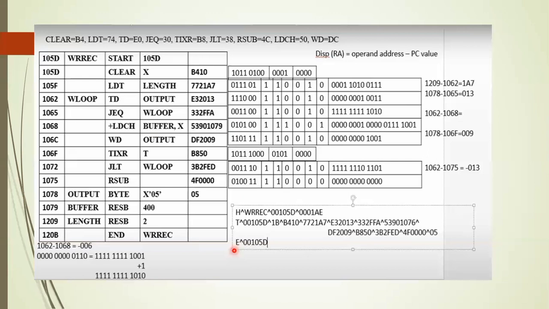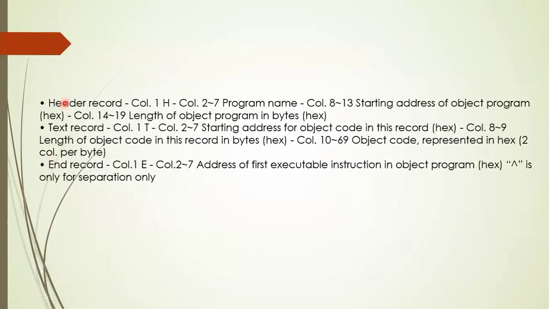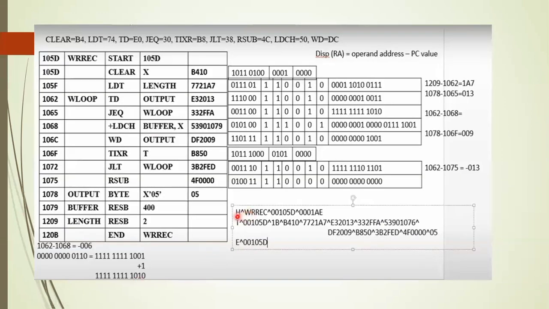Next is the program format, which is a very important thing. As discussed earlier, the program format consists of 3 parts: the header record, the text record, and the end record. First, we will see what the header record consists of. It starts with the header part H. Next is the name of the program, and then the starting address of the program. So that has been written here.